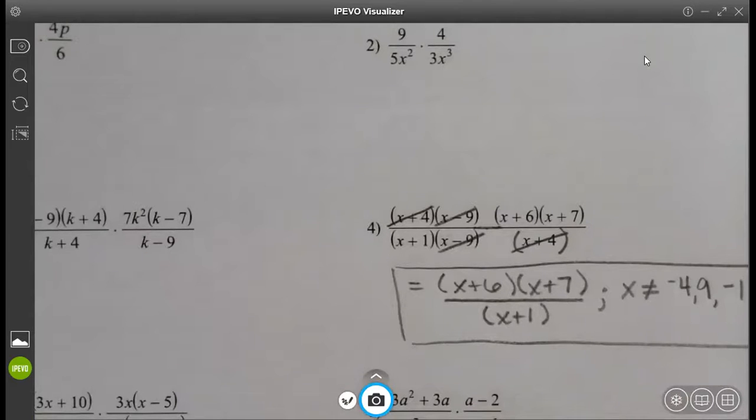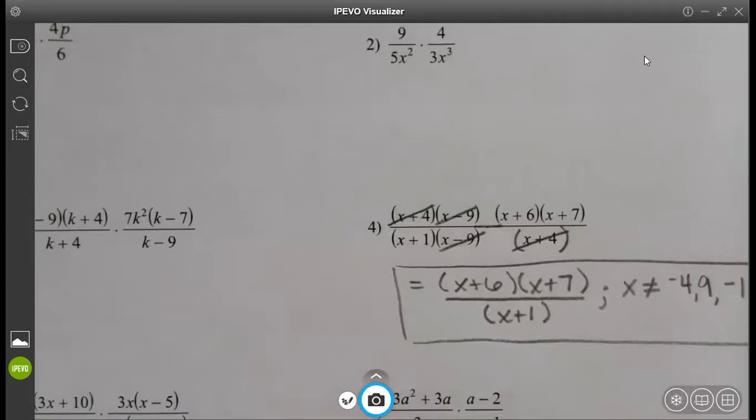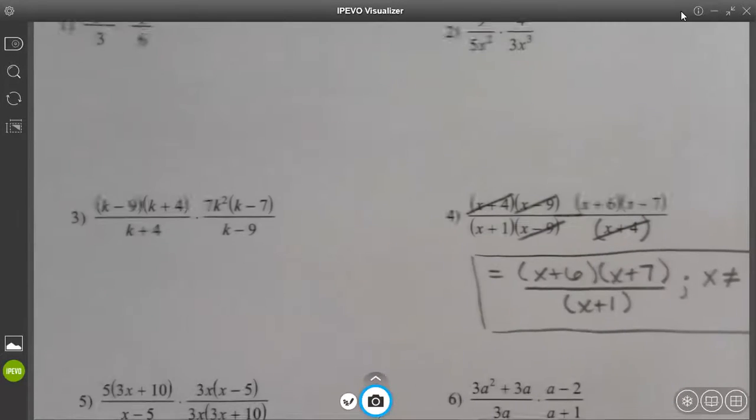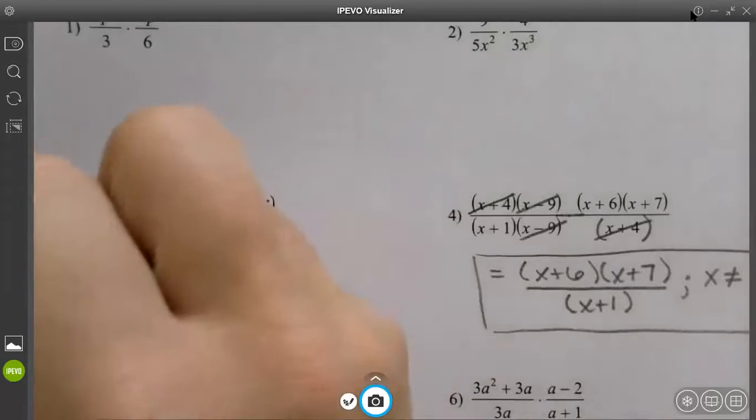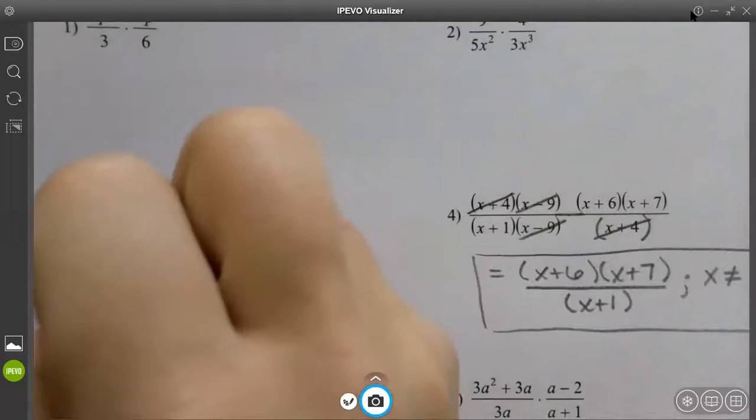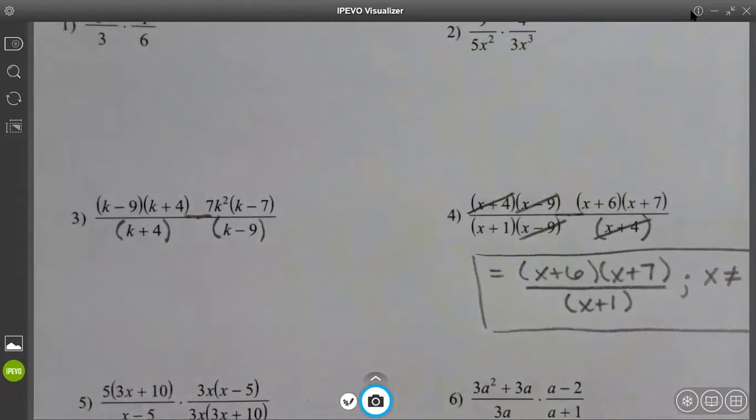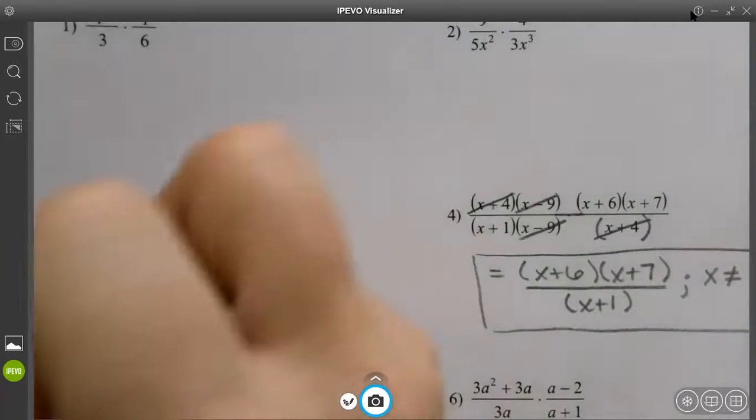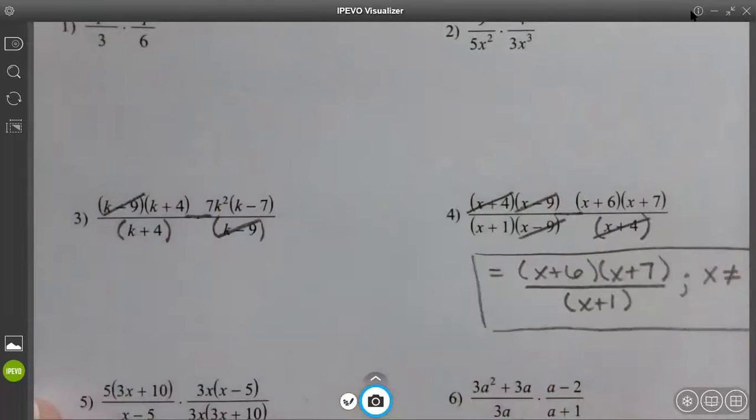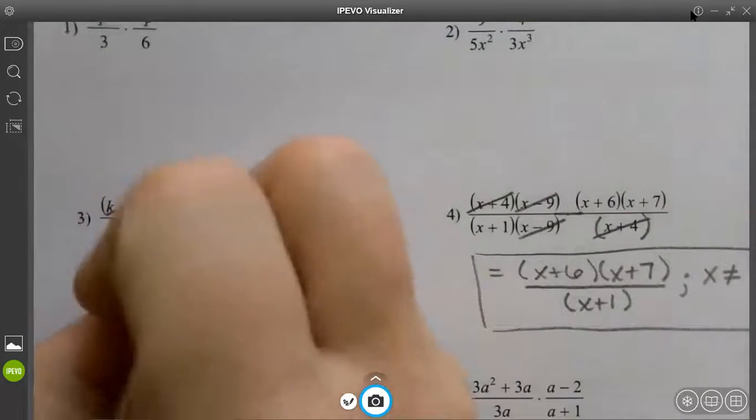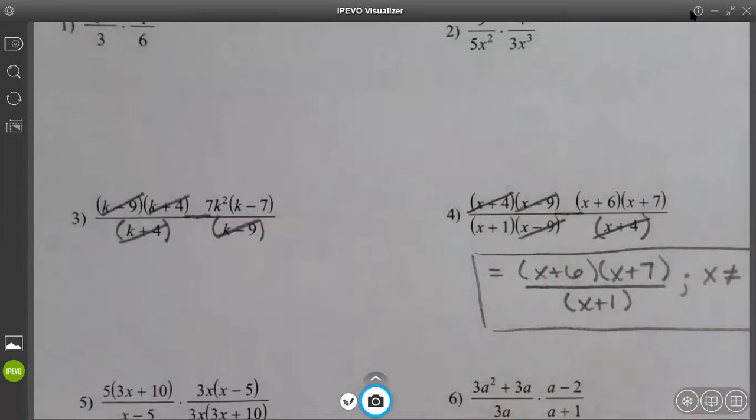All right. So go to number 3. I'm going to make this a little bit bigger. Same thing. I'm going to put these in parentheses. We just kind of extend that bar out. If it's the same on the top and the bottom, we can mark it out. So we're going to mark out k minus 9. We're going to mark out k plus 4, and that's all that's left.